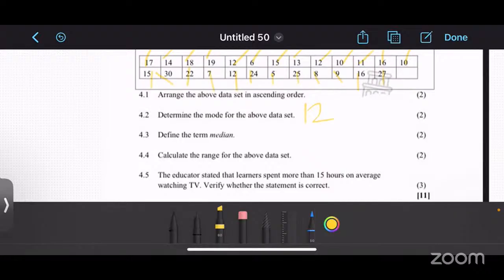Ma'am, did you hear what I was saying? I think you didn't unmute yourself. Oh, okay. So there are 25. I counted there are 25 numbers in this set. So I used that formula to find the position. I said 25 plus 1 over 2, so I know that the number in the middle is going to be number 13. And the 13th value is 14. So the median is 14.